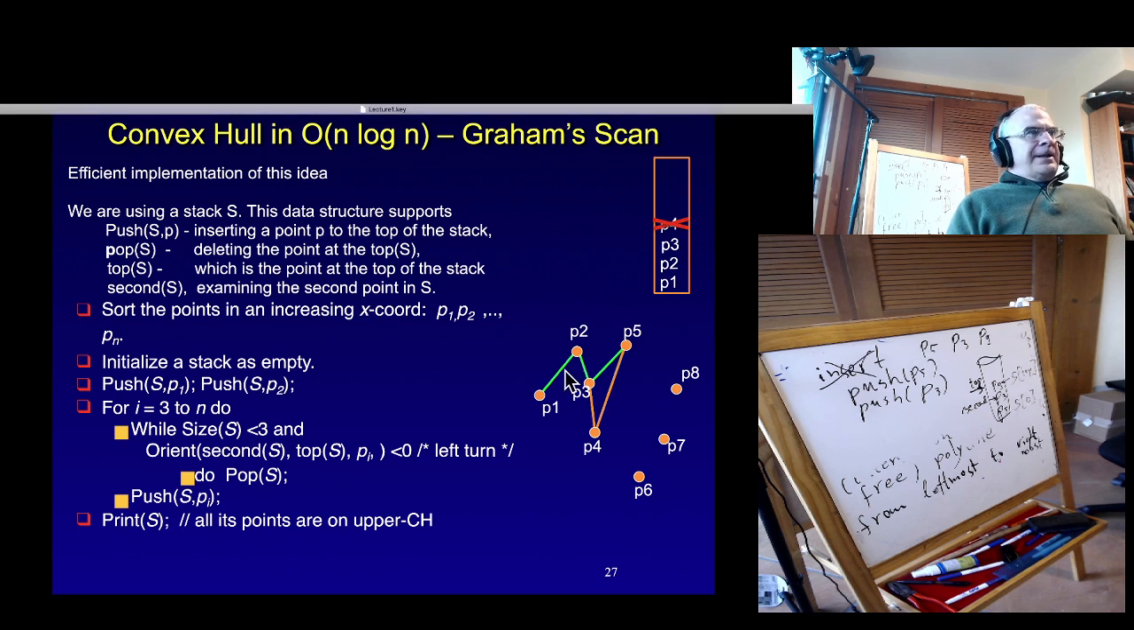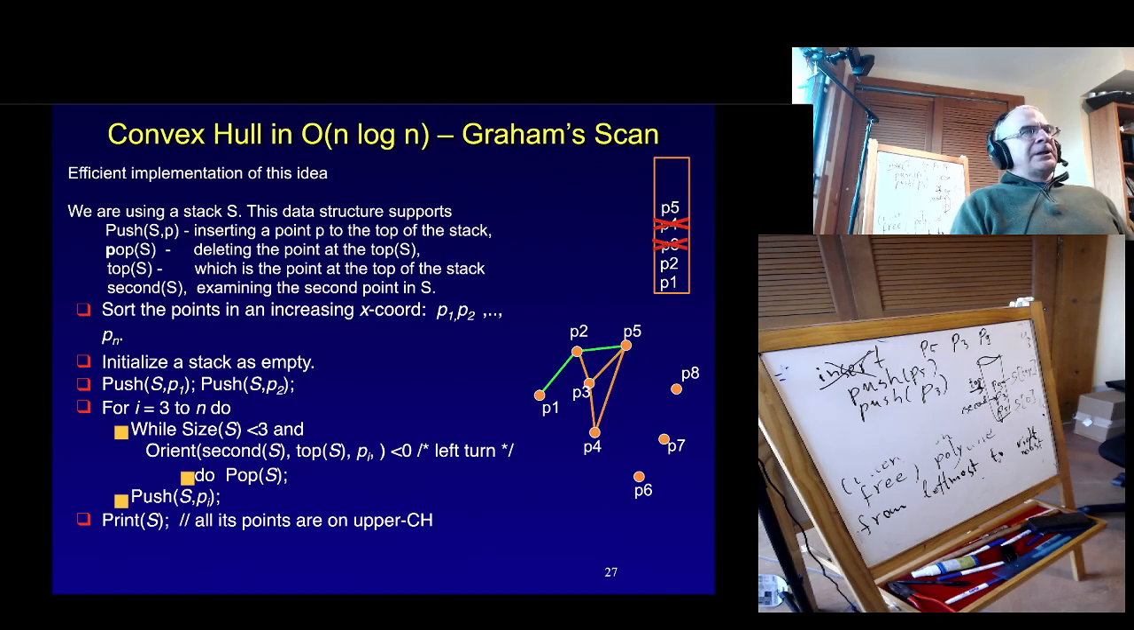Now, if you removed P4, then do I have the animation? The top is P3 and the second is P2, going from P2 to P3 to P5. Are you doing a left turn? Still inside the loop? Yes. Another point needs to be popped, and only at this point I can insert P5 and add it to the stack, and so on. I didn't do the full animation for the remaining points, but you see how it goes.